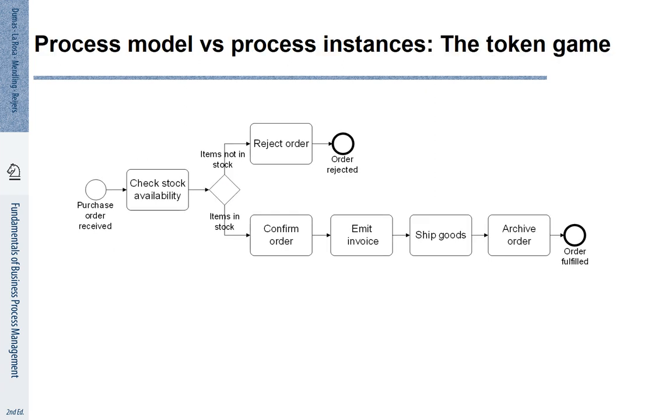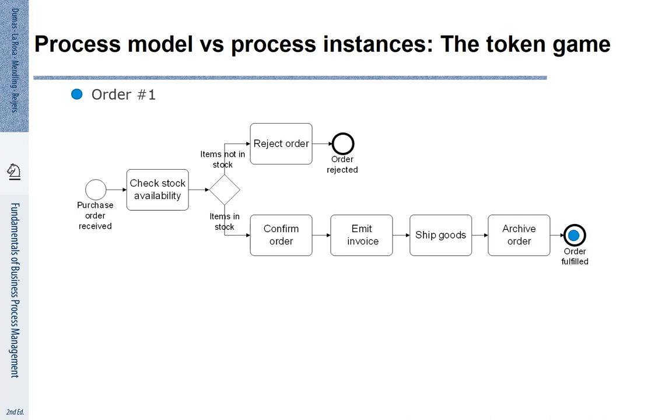To understand what a BPMN model actually means, we can use the so-called token game. The token game in this case shows how individual orders are processed. Each individual order is shown as a separate token. Here we use different colors for them. When order number one is received, the respective token is created on the start event. Step by step, it runs through the process while activities are being completed.